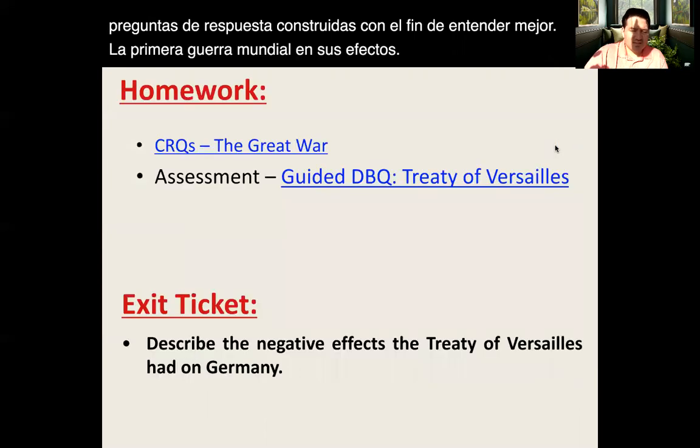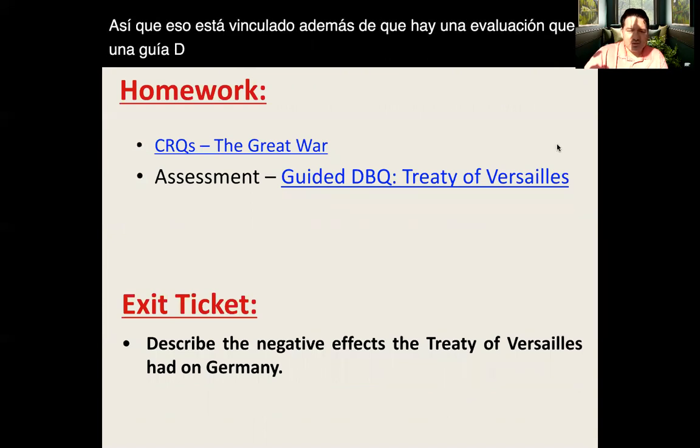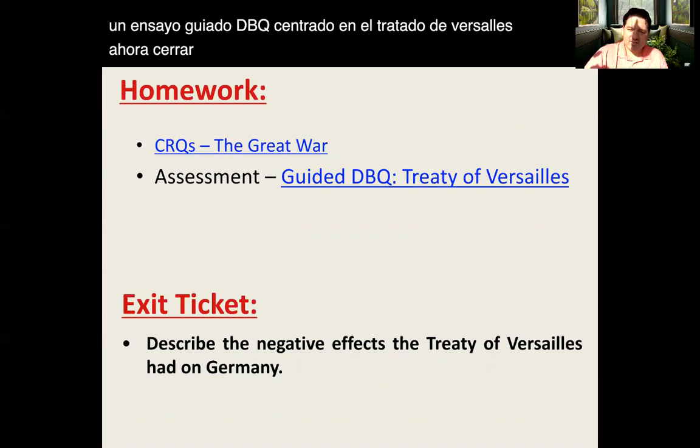So that's linked. In addition to that, there's an assessment, which is a guided DBQ essay focusing on the Treaty of Versailles. Now, closing, try to describe the negative effects the Treaty of Versailles had on Germany.